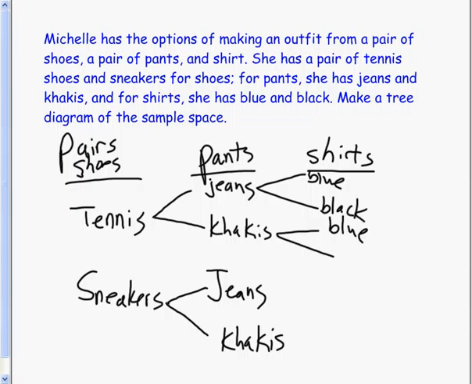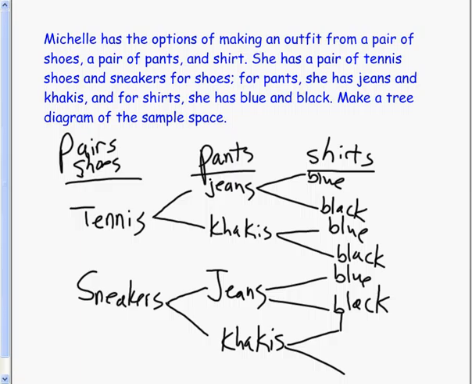Blue and black. And if you ever find yourself running out of space, it's okay to go down further on the sheet. Just make sure you're not going in different directions. It's a lot harder to count how many outcomes you have in the end if you're all over the place than if you're in the same area. So right here I've got 1, 2, 3, 4, 5, 6, 7, 8. 8 different outcomes.